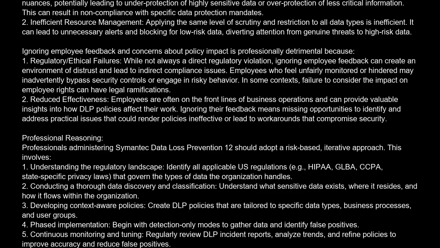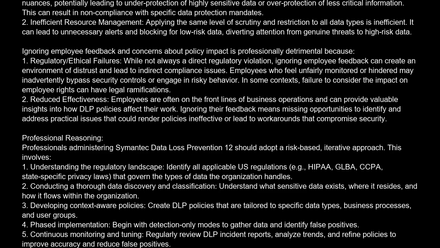2. Reduced effectiveness. Employees are often on the front lines of business operations and can provide valuable insights into how DLP policies affect their work. Ignoring their feedback means missing opportunities to identify and address practical issues that could render policies ineffective or lead to workarounds that compromise security. Professional reasoning.